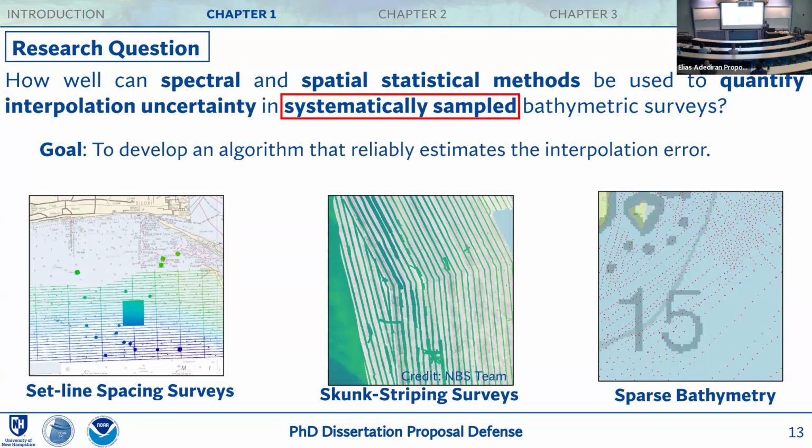And when I say systematically sampled, I think that's highlighted. I mean surveys that are not random, surveys that have adequately captured the seafloor morphology. That's what I mean by systematically sampled.